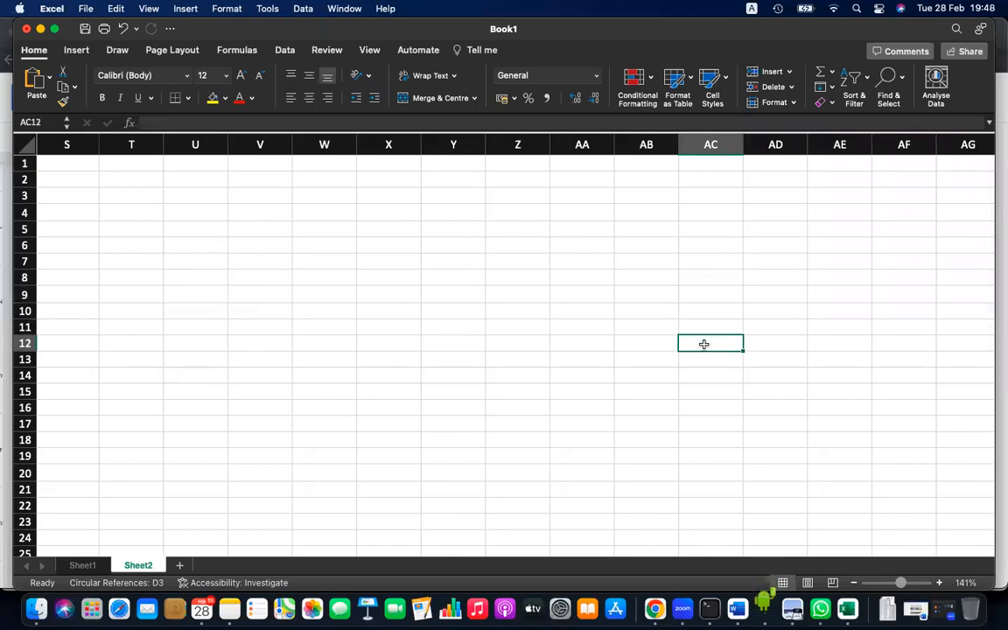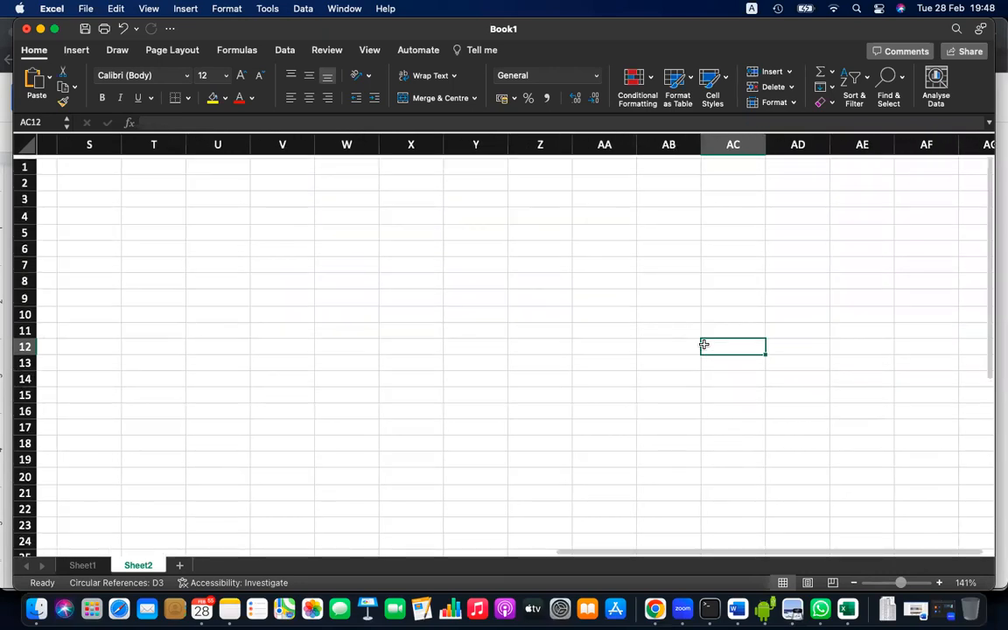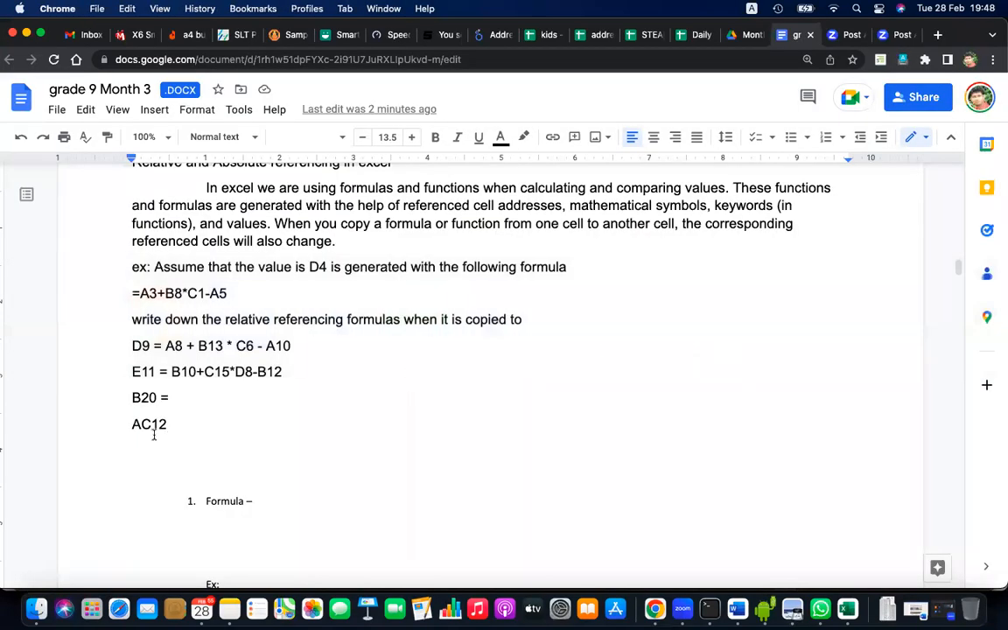Right. 12 means how many cells downwards? It was D4, going to 12. 4 to 12, how many cells? 8. So add 8 to these. 3 plus 8 is A11, B8 plus 8 is B16, here multiplication C1 plus 8 is C9, and subtract A5 plus 8 is A13.